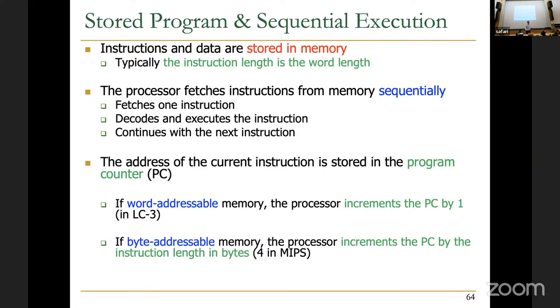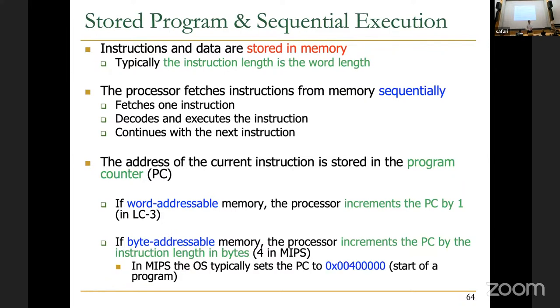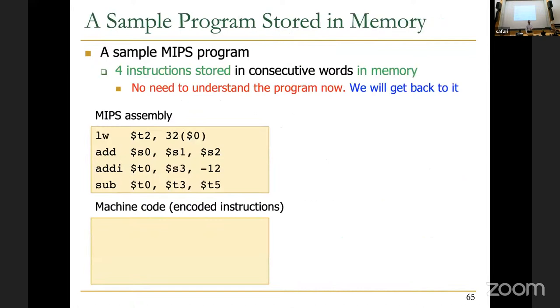each word is 32 bits, 4 bytes. So you need to increment the program counter by 4 to go to the next instruction. Okay, and then where do you start is always a question, right? When you reset the machine, what is the first instruction to execute? You need to point to something, basically, that is the first program to be executed. But you can read those details in your books also.